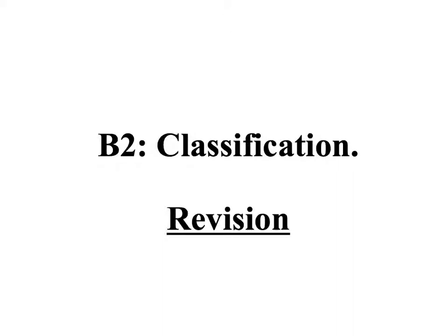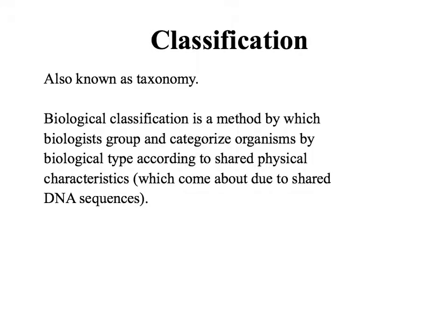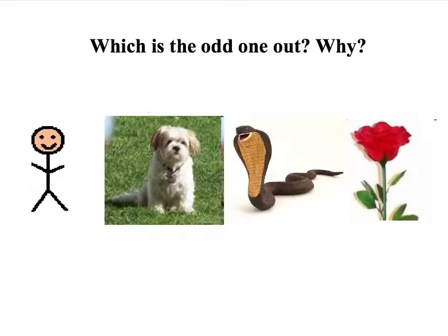This is the revision video for Unit B2, Classification. What is classification? Classification is a method by which biologists group and categorise organisms by biological type according to shared physical characteristics that have come about due to shared DNA sequences. Which one is the odd one out and why?